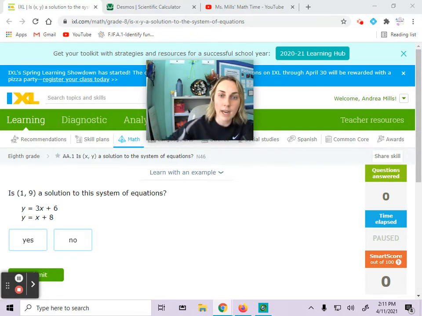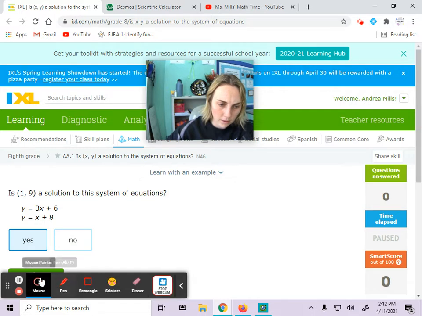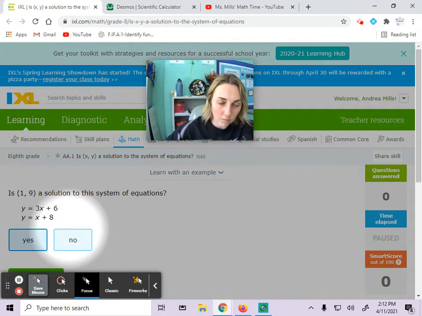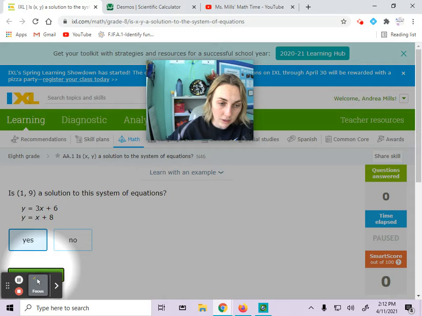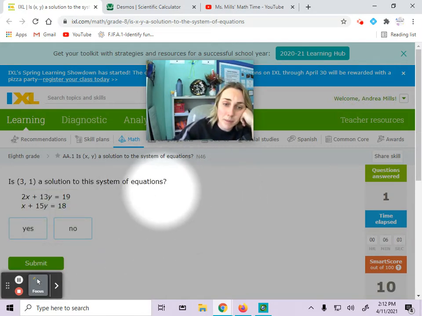Why is it disappearing? Why is my mouse disappearing? Oh my gosh. Yeah, it's a solution. I guess that's one way to do it. So yeah, it is a solution, therefore I'm going to click well done, and there you go. Guys, this is the only way I'm going to be able to see my mouse, so just bear with me. I don't know why it did that.